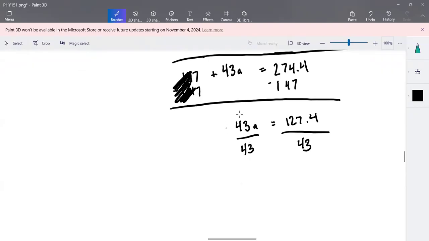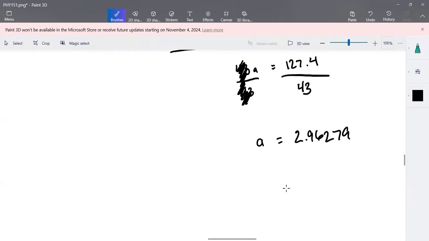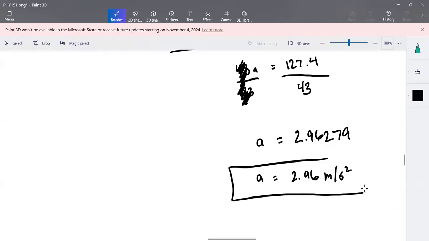All right, divide both sides by 43. That's just going to be 43 divided by 43 cancels. Hooray, A is by itself. That's what I wanted. And on this side, again, I'm grabbing my calculator off screen. I'm doing 127.4 divided by 43. And I'm going to get a ridiculously long number, 2.96279, and so on. I'm going to give myself 3 significant figures, and I'm going to get 2.96. That's acceleration, and it is in meters per second squared. So this would be the acceleration of the system.